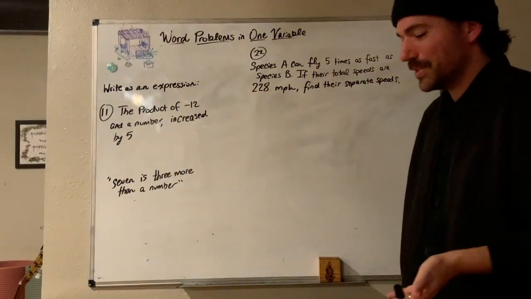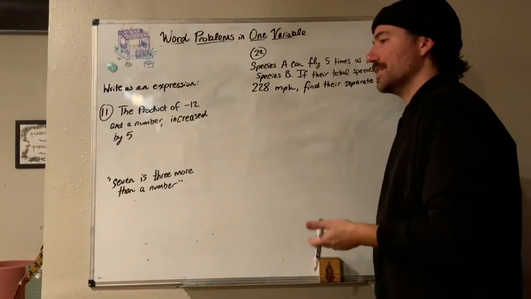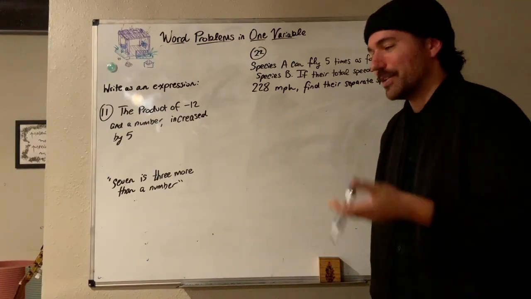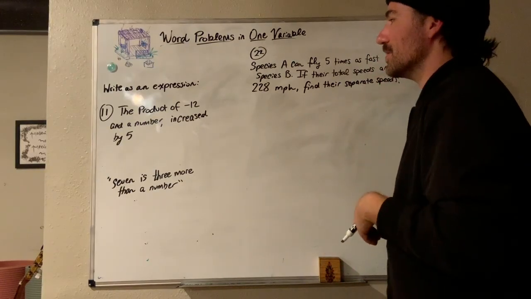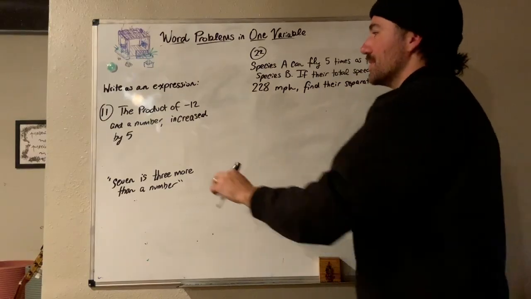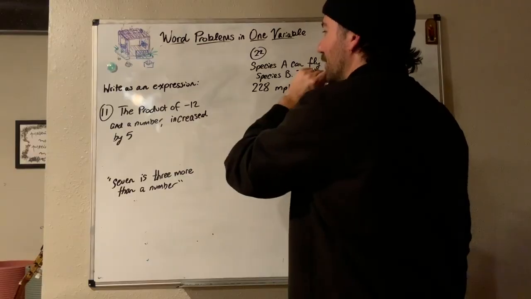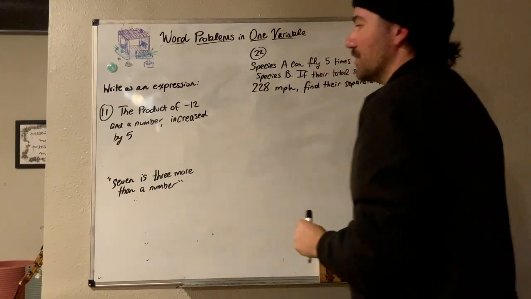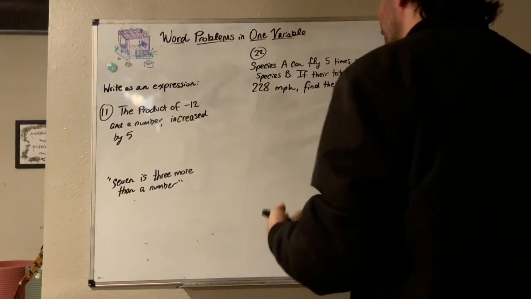So word problems can be tricky because we have to take the paragraph of words and convert it into some kind of mathematical expression, and that can be the tricky part. So there's a few questions just to practice that process. In number 11, we're asked to convert this to some expression. The product of negative 12 and a number increased by 5.